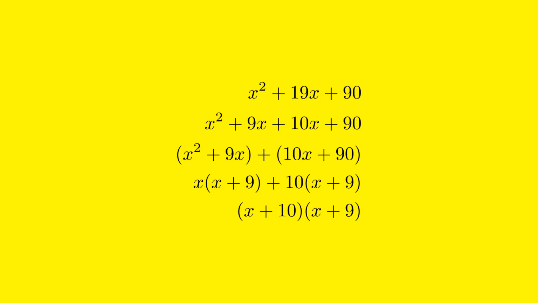Thus, the final factored form of the expression x squared plus 19x plus 90 is (x plus 10) times (x plus 9).